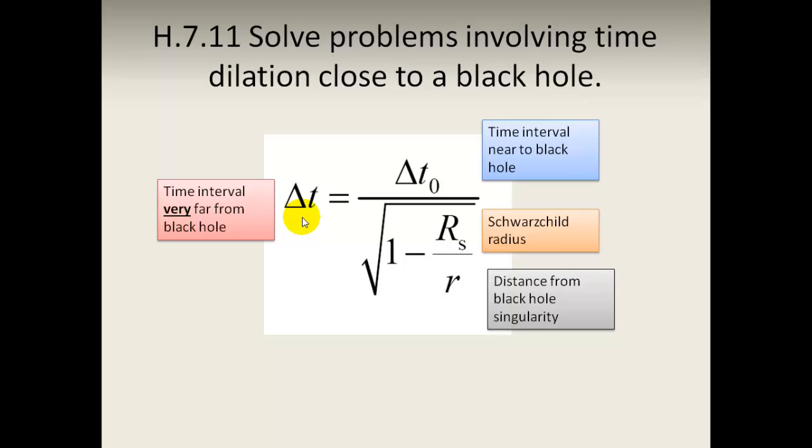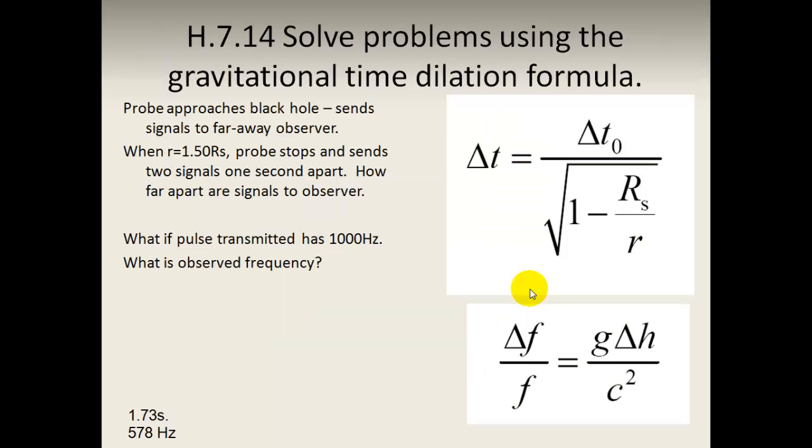or from the singularity, that this object is, this thing that is close to the black hole, the one that has delta t naught. R will be the distance that it is from the black hole. We are at a distance which is infinity. So solve problems using the gravitational time dilation formula.